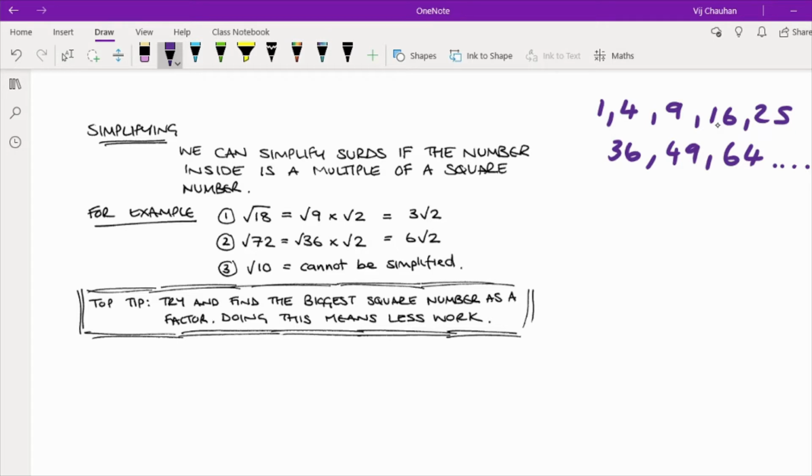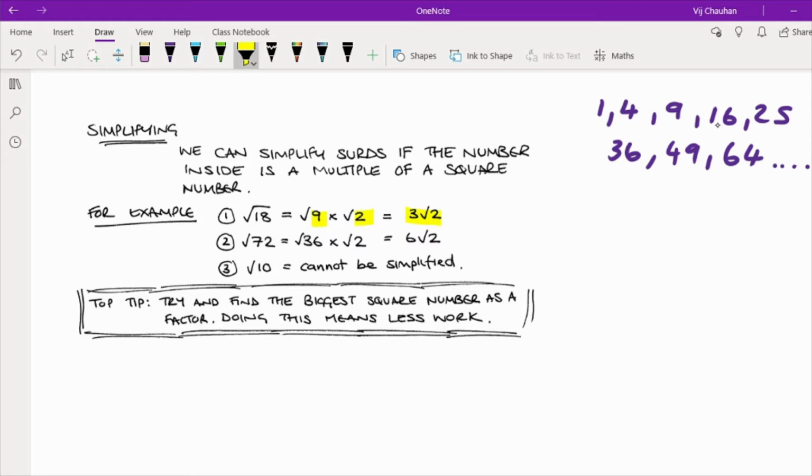For example, when you want to simplify root 18, you want to think to yourself, is there one of these square numbers that is a factor of 18? As it says in the top tip, if you think big, there's going to be less work, and I'll go through some examples later in this video. So I can write 18 as 9 times 2. Using that first rule of Surds, I can write the number inside the Surd as a product of two numbers where one of them is a square number, and then work out what root 9 is, which is 3. I don't know what root 2 is, so I can simplify that answer as 3 root 2.